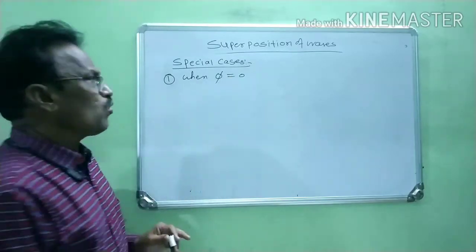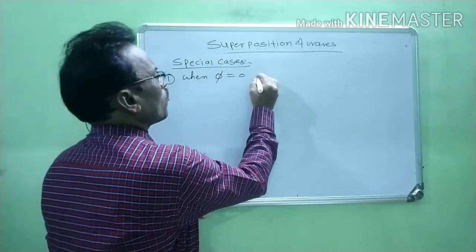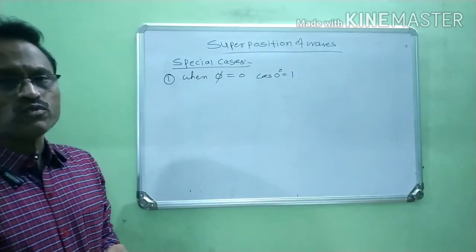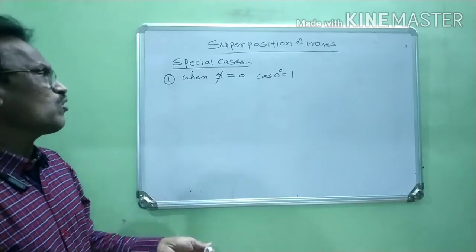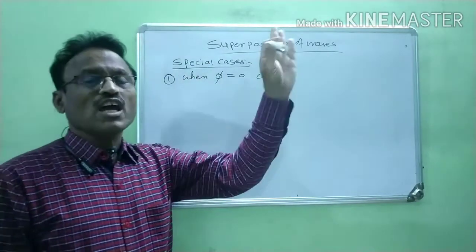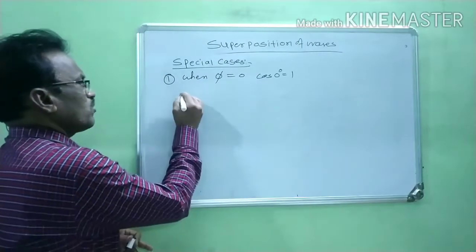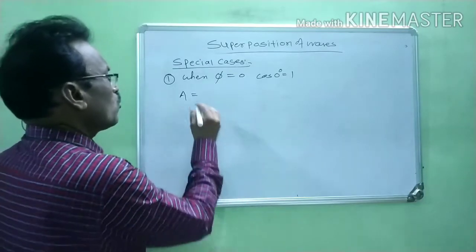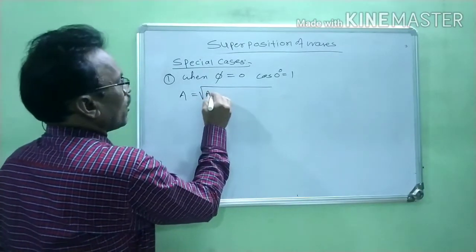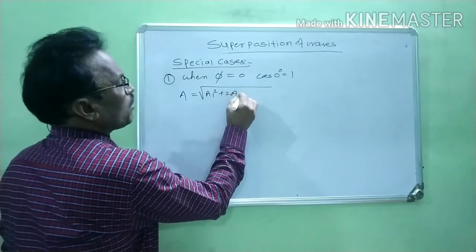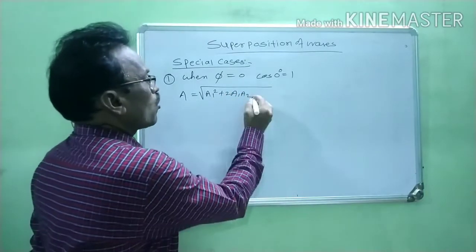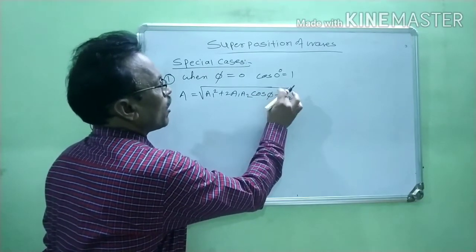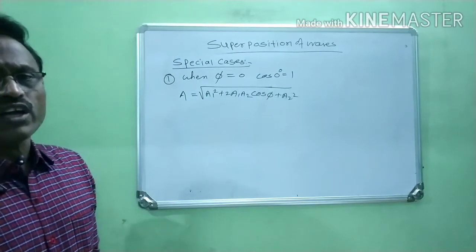Now the phase difference phi is 0, which means cos of 0 degree is 1, right? Now we have to find out the expression for the resultant amplitude. We know the expression: A is equal to under root A1 square plus 2 times A1 A2 cos of phi plus A2 square.